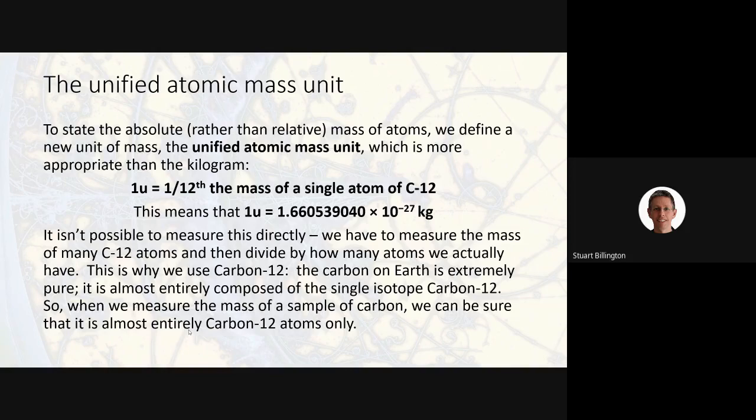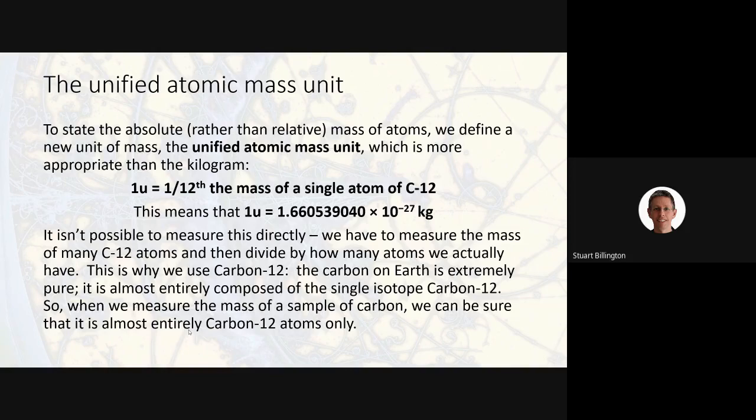So what the chemists do, they go get a whole load of carbon-12, they put it on a top pan balance, they take the mass of the whole load of carbon-12, and then they divide by how many atoms are in their sample using Avogadro's number and moles, like we did at the start of the lesson. And then whatever value they get for 1 atom of carbon-12, they then divide that by 12 to get the mass of a single nucleon.